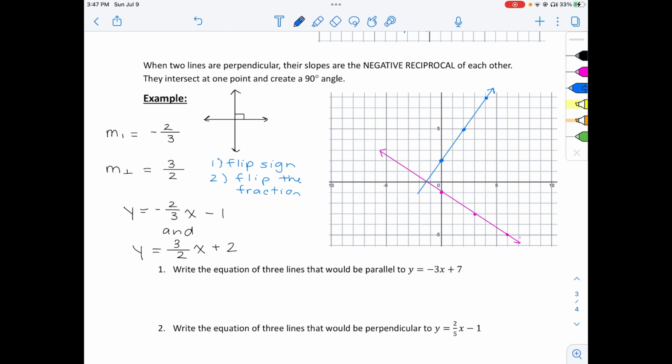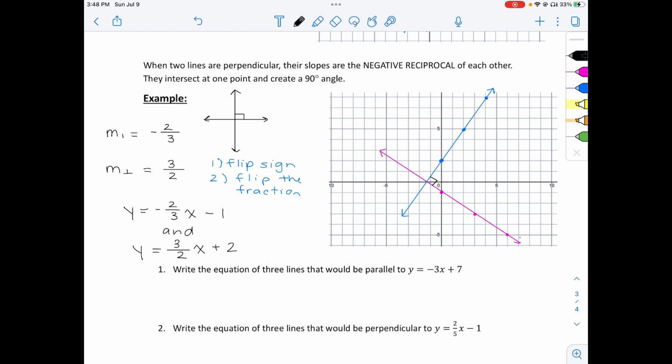Okay, and then again, it would extend infinitely in either direction. And so we can see, obviously, it might not be perfectly exact because we're graphing by hand, so there's a bit of room for error. But if we look at where these lines cross, this here looks pretty perpendicular, looks like a 90-degree angle. So that's what it would look like when you graph those lines.